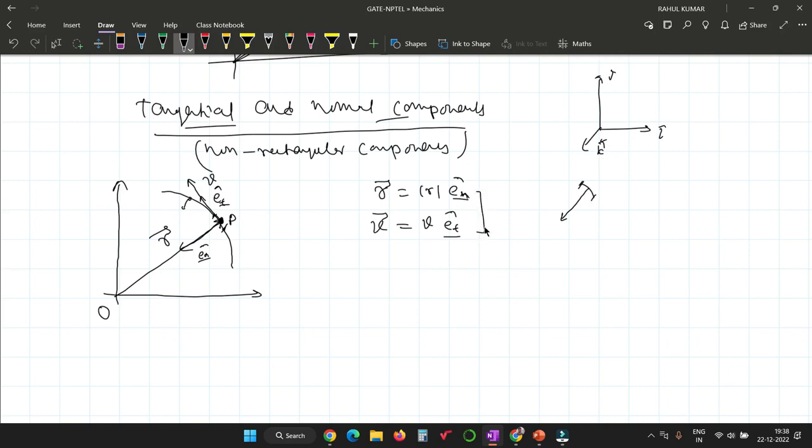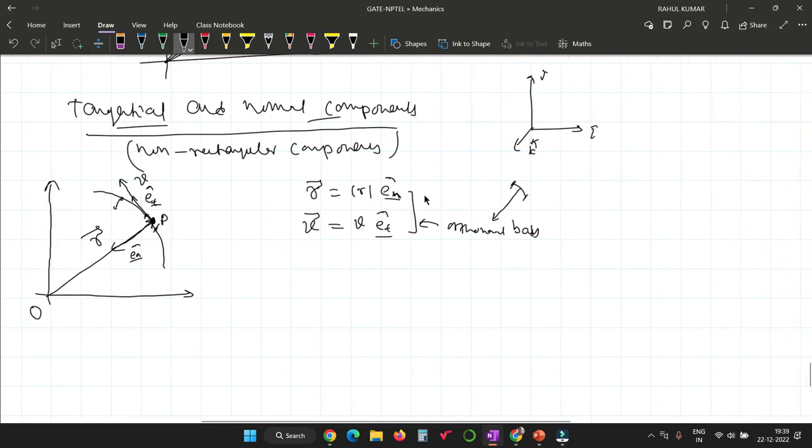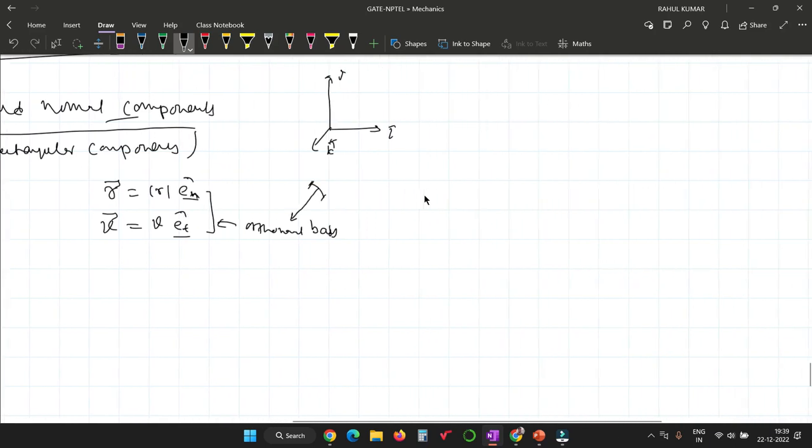Sir, orthonormal in basis? In the case of polar coordinates, we have fixed directions, but in the case of tangential and normal, e_n changes with respect to the position of the particle. No, I'm not saying polar coordinate; I'm just generalizing things.